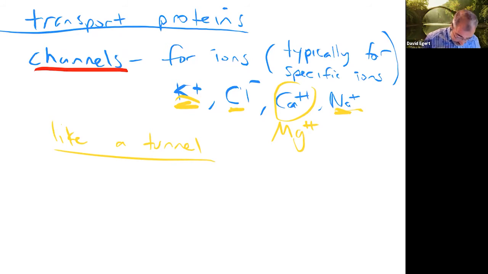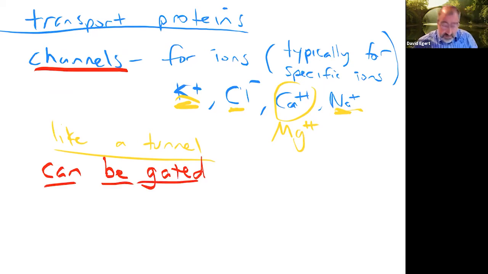So these can be gated. The way to think about this is think about a doorway. You could have a doorway without a door on it, and then people can just come in and out, and you can't control whether that doorway is open or closed.